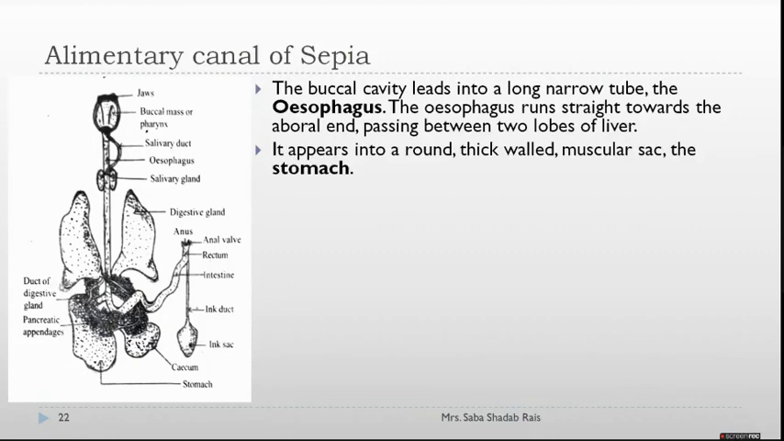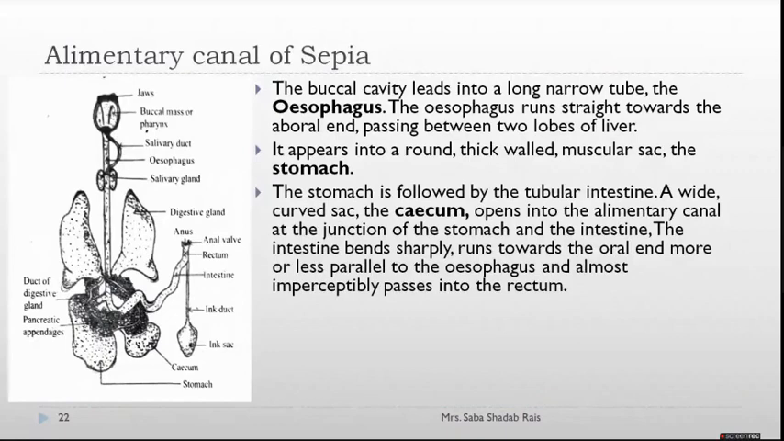Then the stomach is a muscular, thick, round-walled, sac-like structure. First the mouth, then the esophagus continues into the stomach. Then the stomach is continued with the tubular intestine. At the junction of the stomach, see from here the intestine is continued, right? At their junction, you will find the cecum.